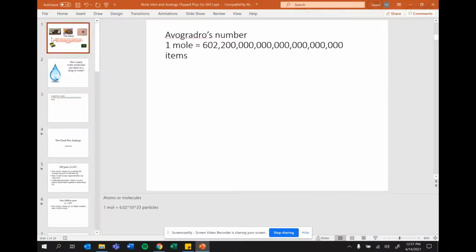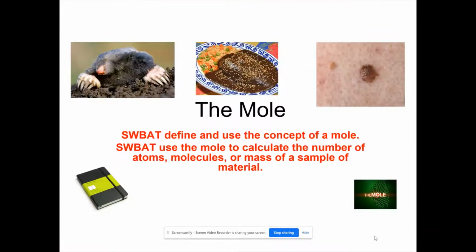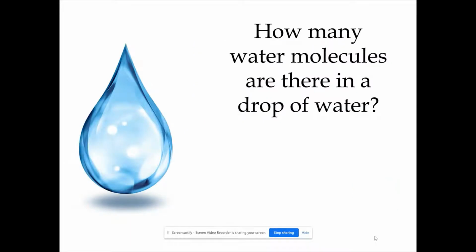Hi, folks. Today I'm going to teach you about the mole in chemistry. The mole is not any of the things that you see here, but it is a unit, a quantity in chemistry that helps us to answer questions like, how many water molecules are there in a drop of water? How many do you think? There are a lot of molecules in a drop of water because molecules are so small.